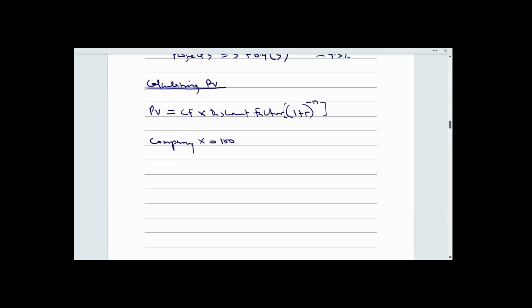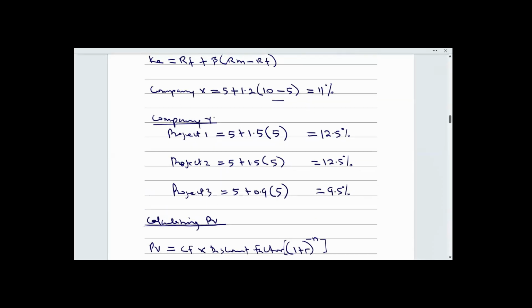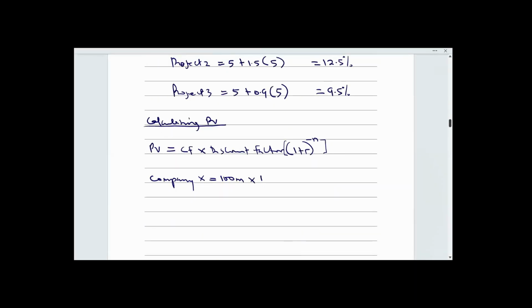So in this case, the cash flow is 100 million naira, then multiplied by the discount factor of year one, which is the cost of capital of company X. We calculated 11% for company X. Therefore, 11% plus 1 will give us 1.11 raised to power minus 1. The useful life is 1 because each of the companies has a 1 year project.